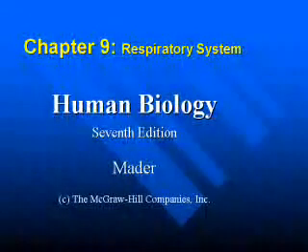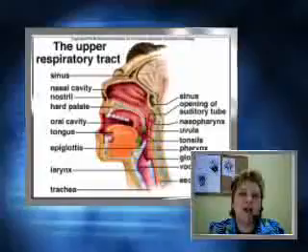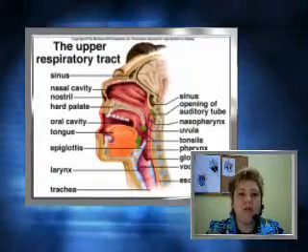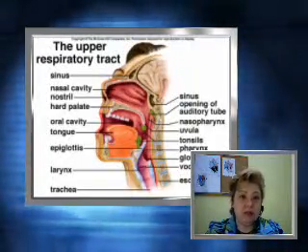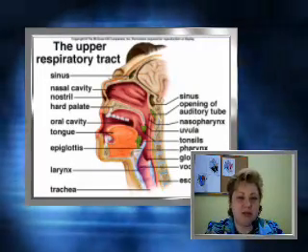Welcome to Chapter 9, the respiratory system. What we're planning to cover in this presentation is the structure of the respiratory system, its function, and also how air is processed in the respiratory system. Now we're going to talk about how, upon inspiration, air needs to be warmed, filtered, and moistened.